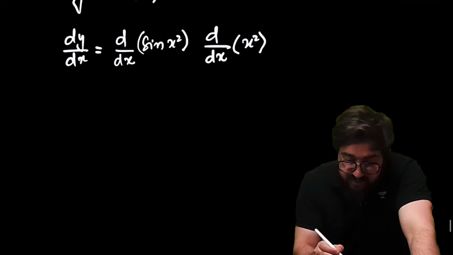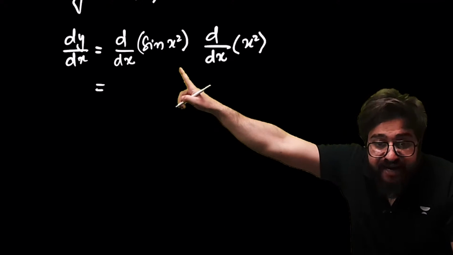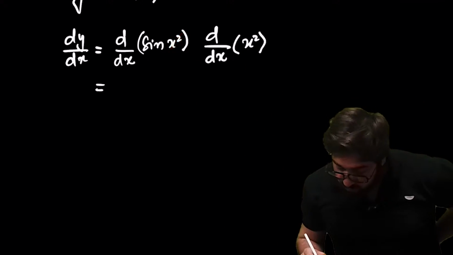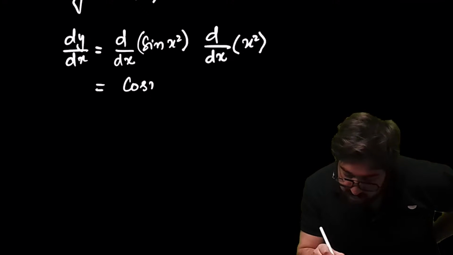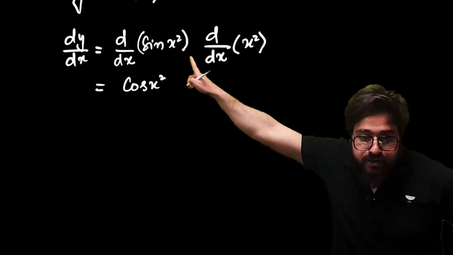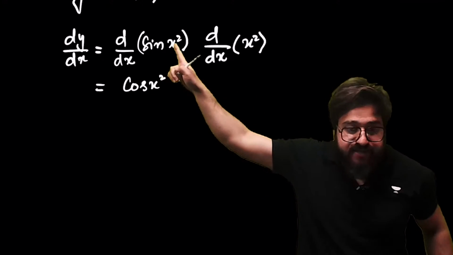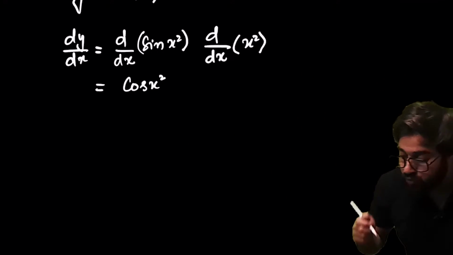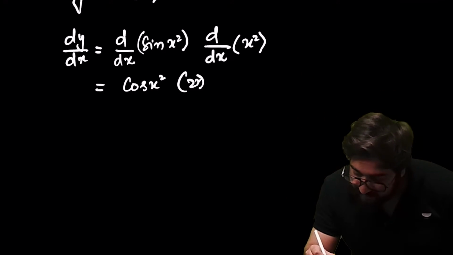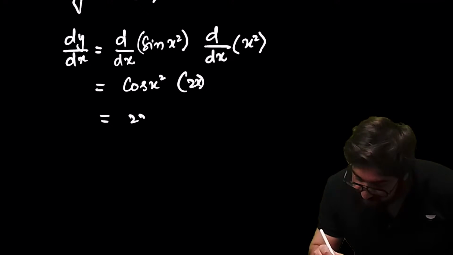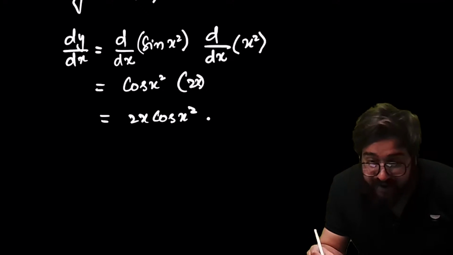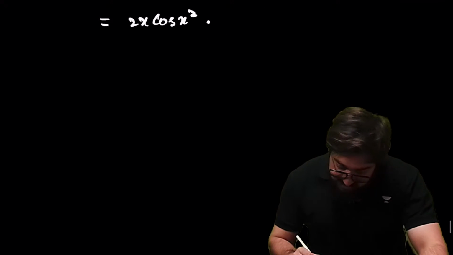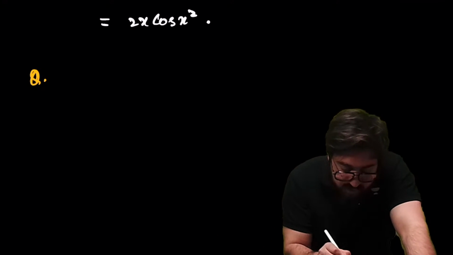So we say, sir, differentiation of sine x. Consider this x square as x only. So it is simply cos of x square. If it is x square, you'll put x square. If it is something else, you'll put something else. Then differentiation of x square, sir, that will be 2x. So it is simply 2x cos of x square.